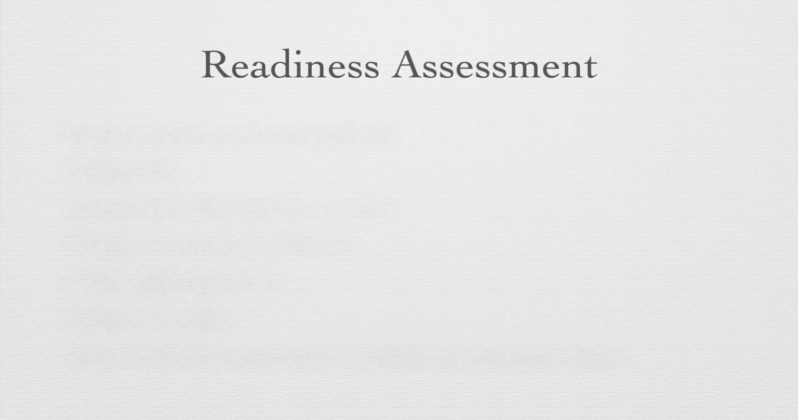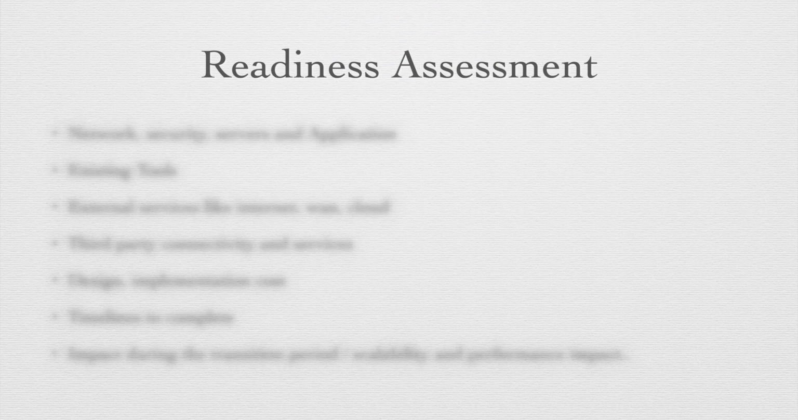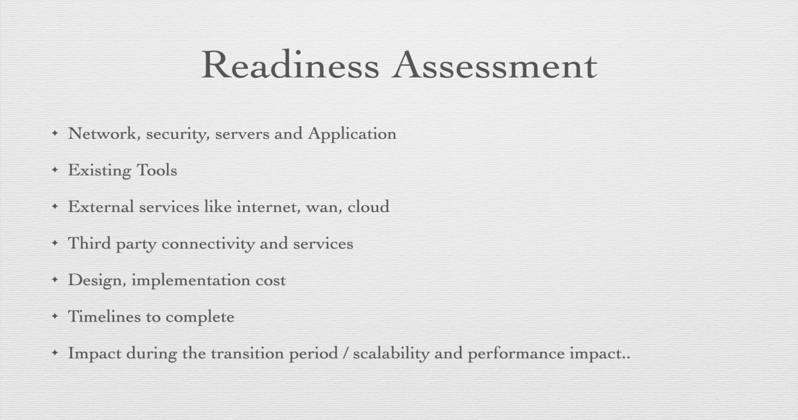First, check your network devices, firewalls, and other security services, especially applications and servers. You need to check their hardware and software, whether they are compatible to run IP version 6, whether the tools used in your environment will support IP version 6. Any external services like internet, WAN, cloud sort of connectivities, will they provide you the version 6 connectivity? Whether the third-party connectivity and services would offer you such IPv6 services?